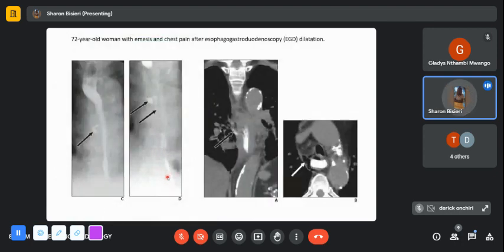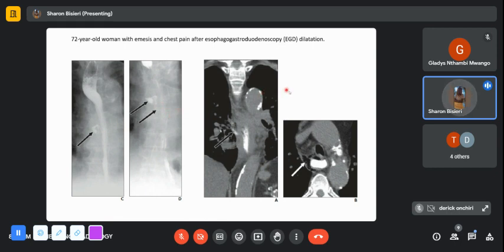So this next case is a 72-year-old woman who presented with emesis and chest pain after an esophagogastroduodenoscopy. Dilatation was done. In images C and D, we can see this is an esophagogram outlining the normal esophagus, but we can see contrast collecting almost midway through the esophagus. So it's extravasating and collecting just lateral to it. The same can be appreciated on this other view.